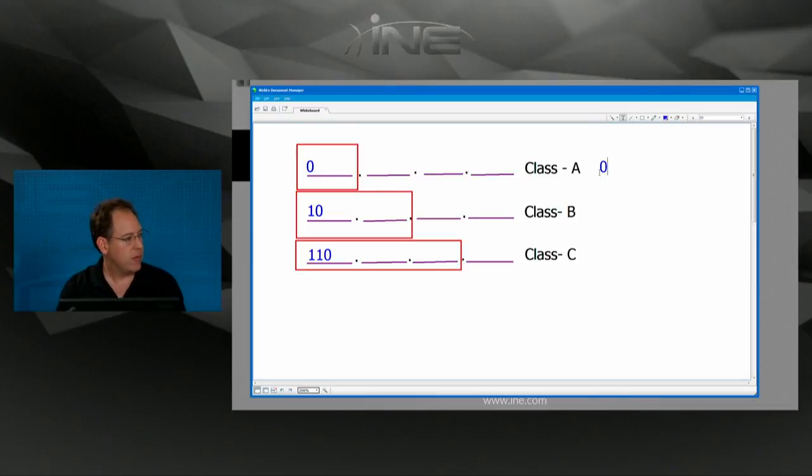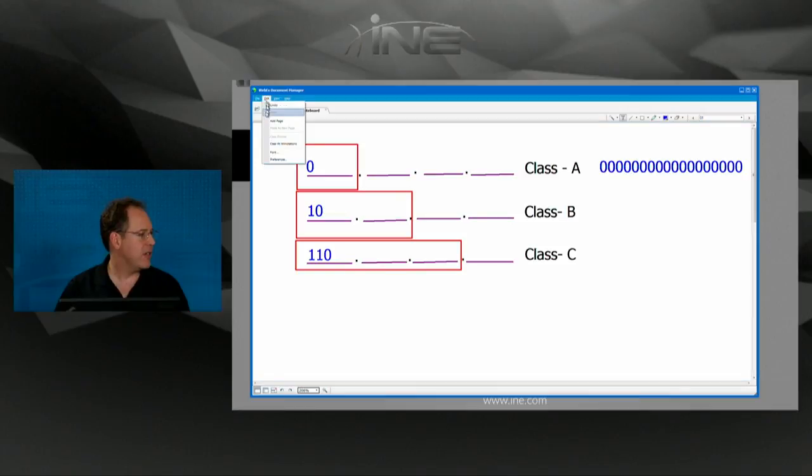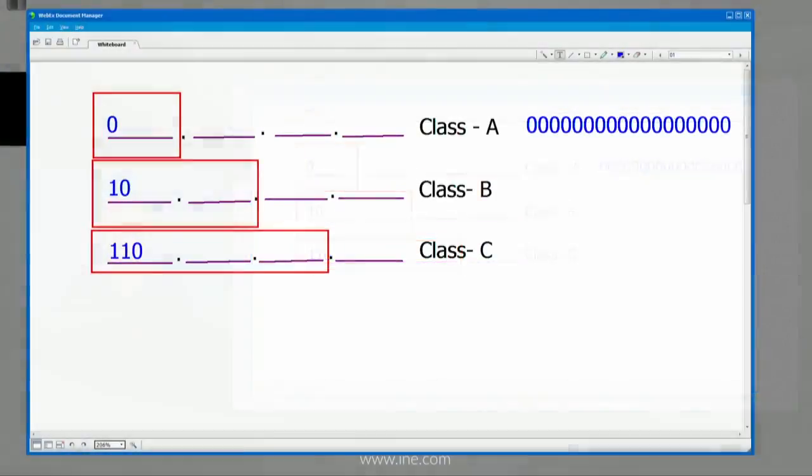So, you know, that would be our smallest class A address, which is 0.0.0.0. Or technically speaking, the largest class A address, I have to reduce my font here even more to fit this in. The largest class A address would look like this. It would have to start with a 0, and then every other bit after that would be turned on.